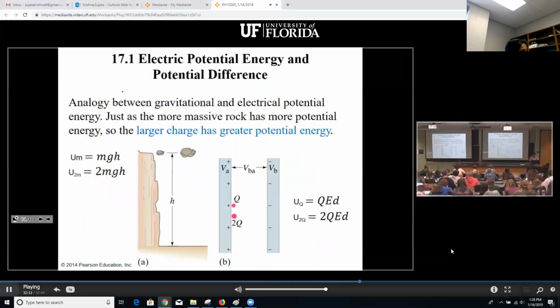Okay, so we talked about this before, just like in a gravitational field, the bigger mass is associated with a greater amount of potential energy. Similarly, the bigger charge in an electric field is associated with a greater amount of potential energy. The potential energy equals QE times d, QE being my force, d being the displacement.